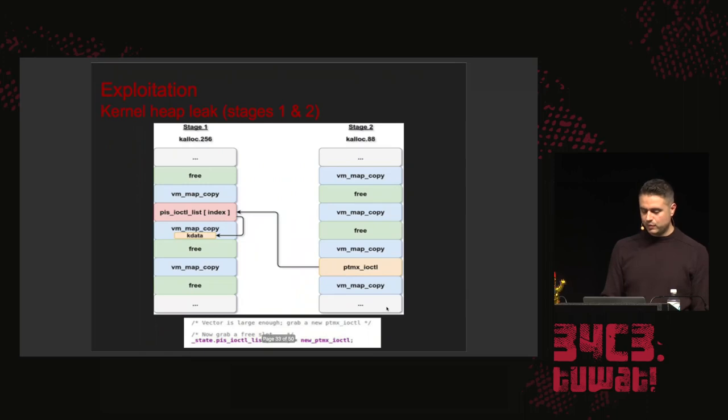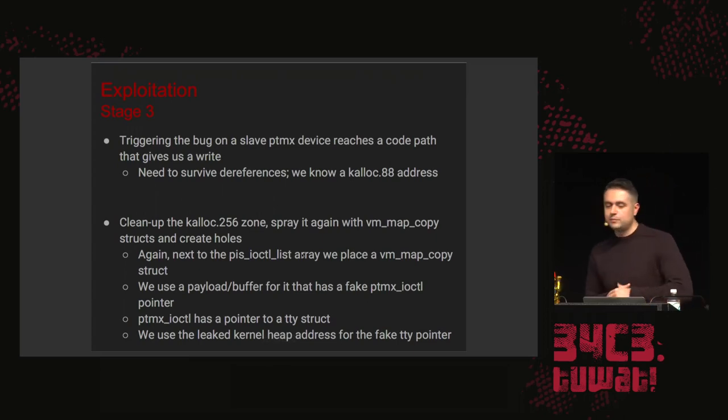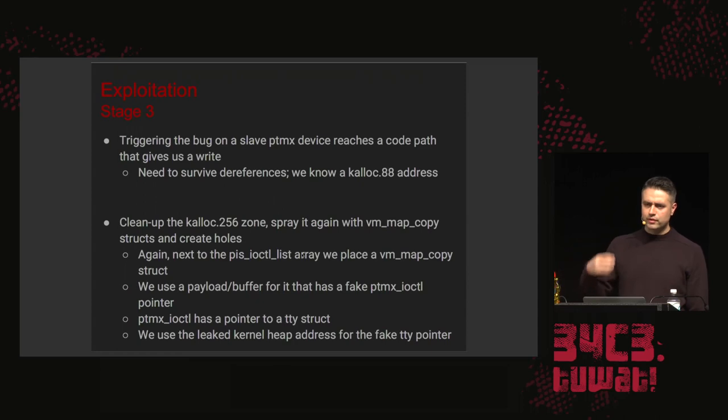Okay, so at this point, what I only have is this address here, right? I have the address of this heap slot. So at that point, I started looking at other code paths, what other variables this invalid index was influencing. And I found a code path that would actually give me a write. But in order to reach that, I needed to survive several dereferences. And what I only knew was just the calloc 88 address, right? Nothing else. So I will now walk you through everything that gave me this write.